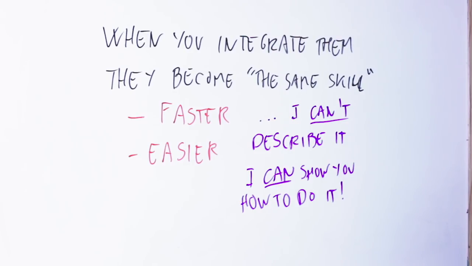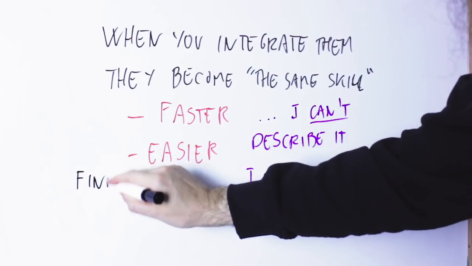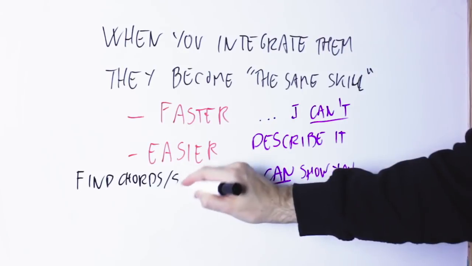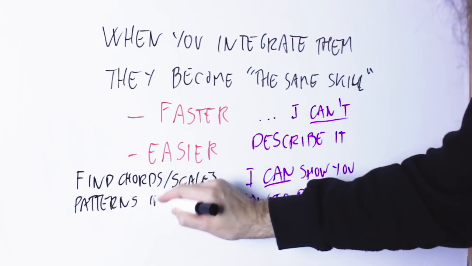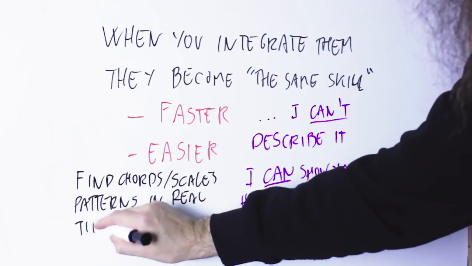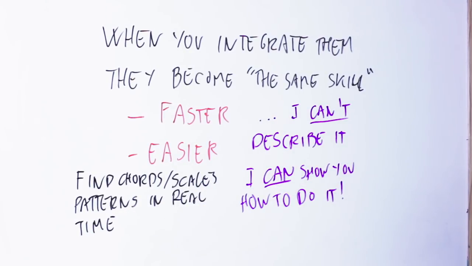What I can tell you is that if you get to the point of integrating those two skills, everything feels much easier. You become able to literally find new chord shapes in real time or new scale shapes in real time, because thinking by interval and by notes at the same time allows you to use the best of both worlds without any solution of continuity.